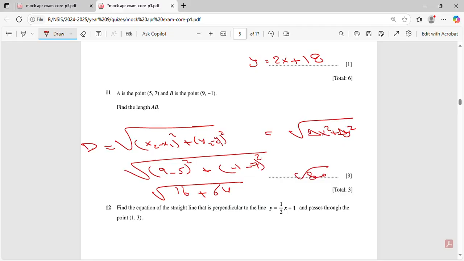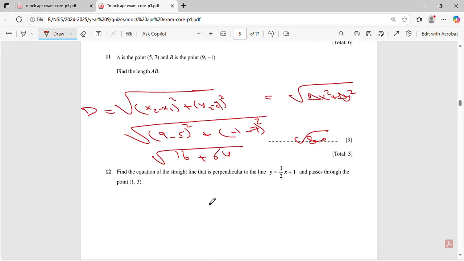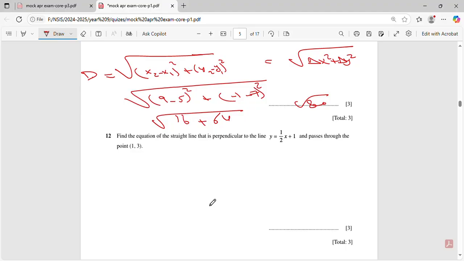Okay. So, as long as this is the point that we talked about in this condition, let's take the other one. Find the equation of the straight line that is perpendicular to the line y equals half x plus 1 and passes through the point. As long as it's perpendicular, we said that if we have two parallel lines, they have the same gradient, but two perpendicular lines have inverse reciprocal gradients.